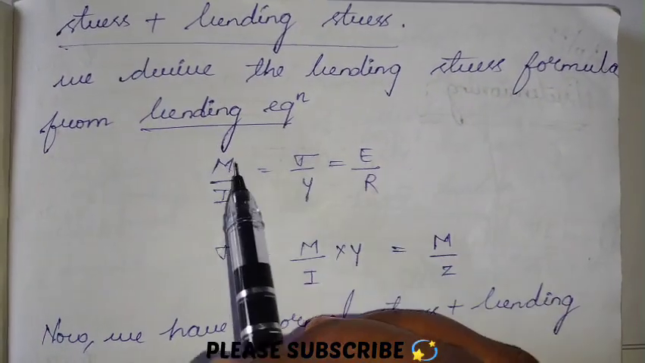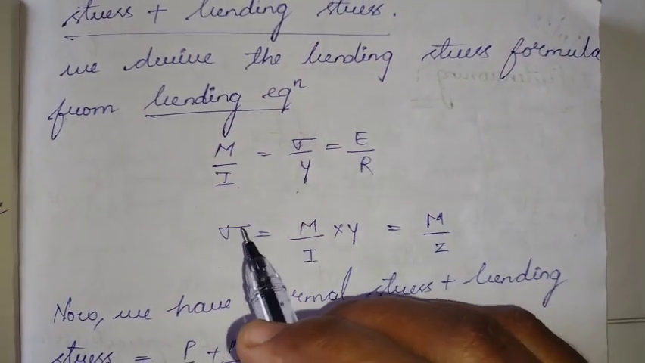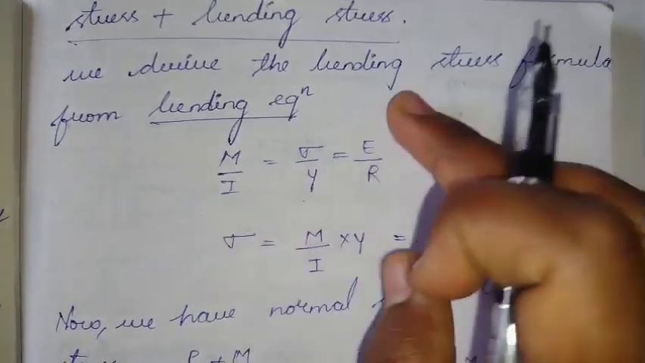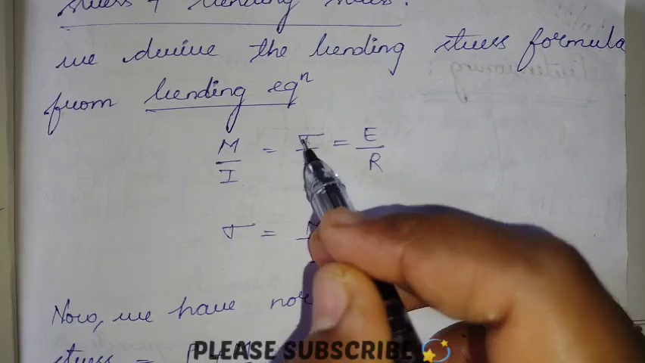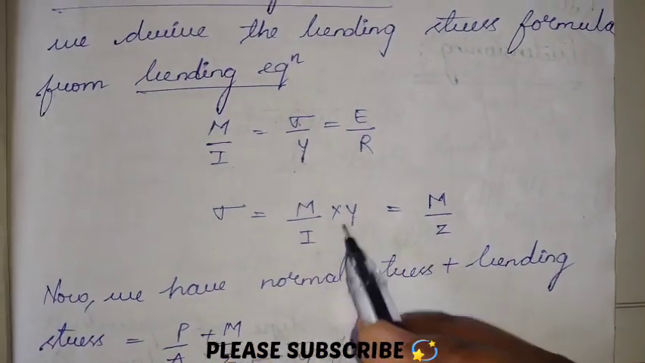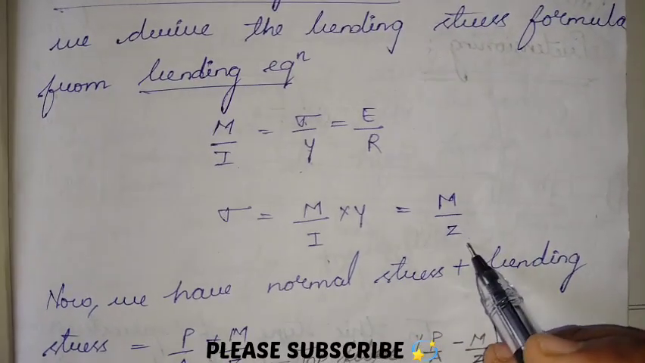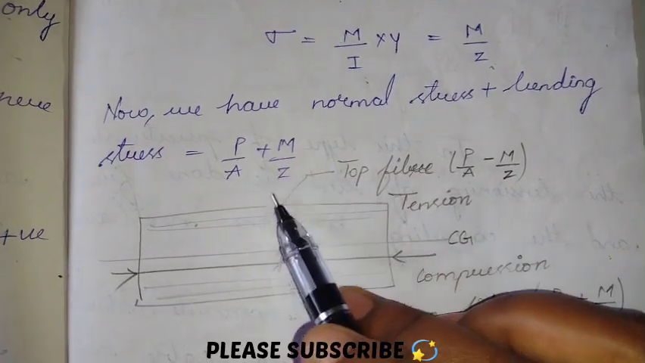We derive the bending stress formula from the bending equation. We know the bending equation, right? M by I is equal to sigma by y is equal to E by R. From the first two terms, ignoring the last, we know the bending stress is equal to M multiplied by Y divided by I. We know I by Y is nothing but Z, the section modulus.